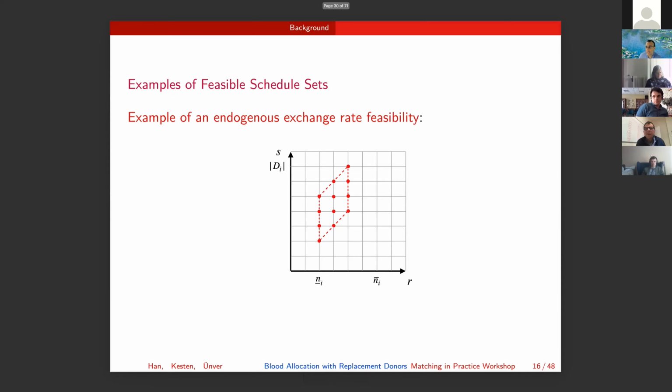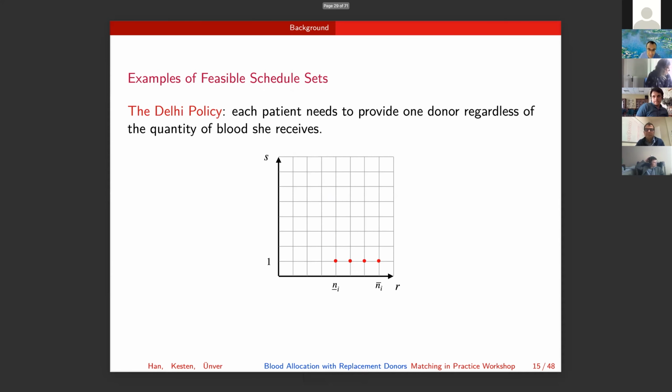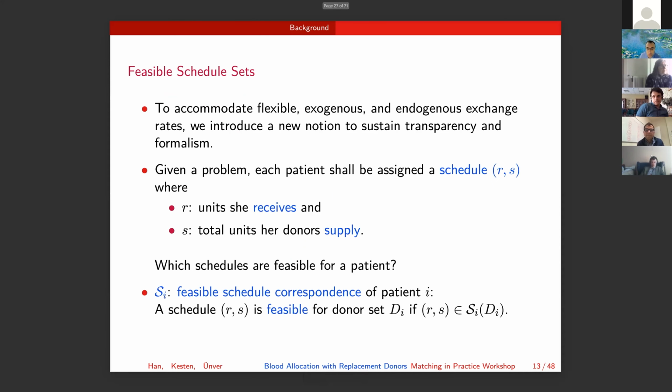Utku? Yes, I have a question too. Why can't you condition the exchange rate on the inventory of the blood bank? So why is SI not a function of the inventory? Is that what you're asking? So actually we can incorporate that. Okay, very good. Actually, to be honest, that's a good point.